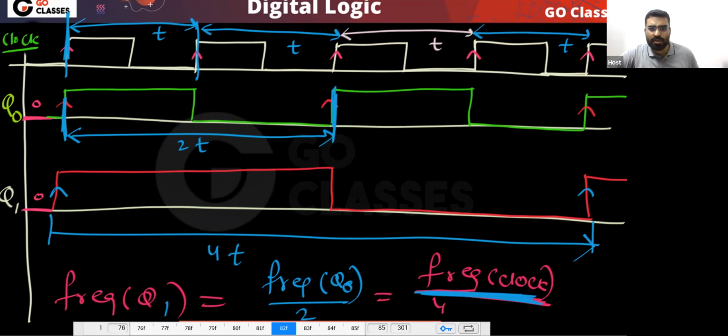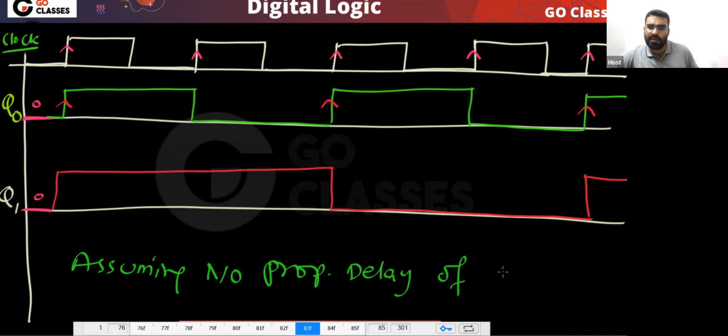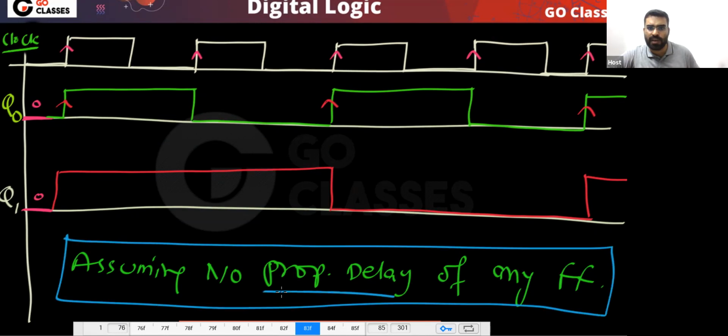So far, we have assumed there is no propagation delay. Can you notice, here we are assuming there is no propagation delay of any flip-flop. Correct?